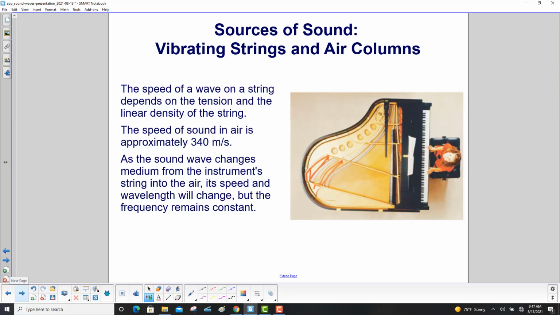The speed of a wave on a string depends on the tension and the linear density of the string. The speed of sound in air is approximately 340 meters per second. We've said that a few times, but just a reminder. As the sound wave changes medium from the instrument string, right? You've got the string vibrating here, and then it starts vibrating the air molecules. The speed and wavelength of this wave that started out on the string will change. But here's the key. The frequency remains constant.